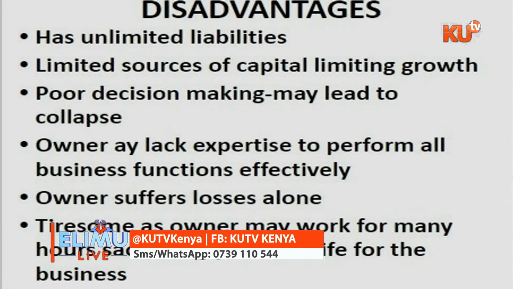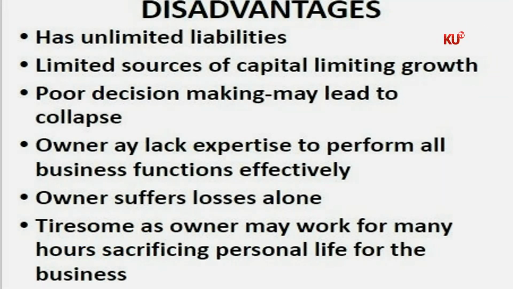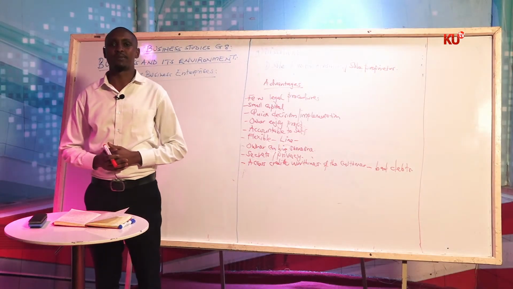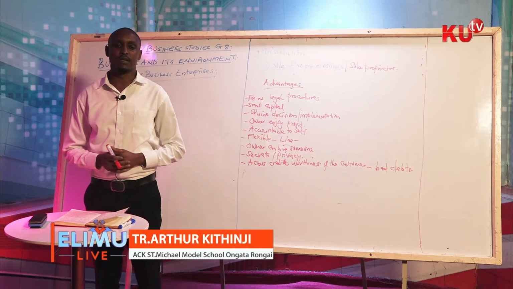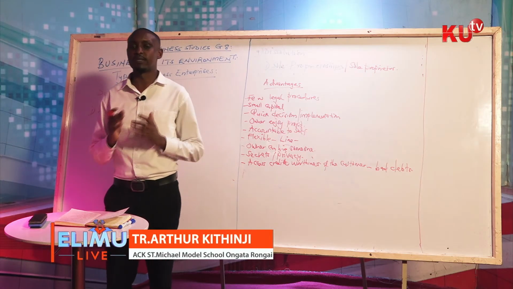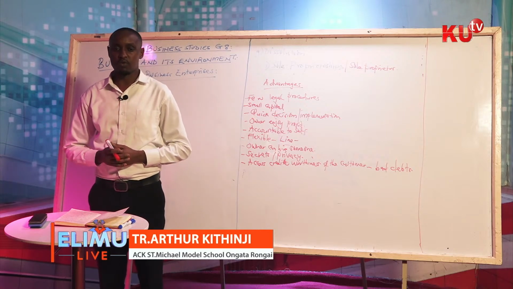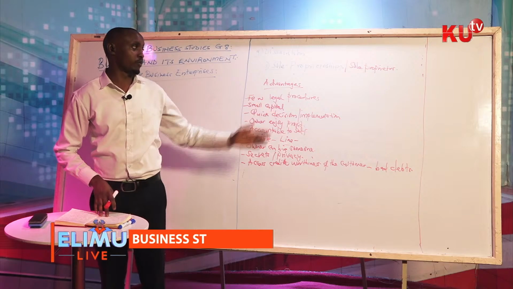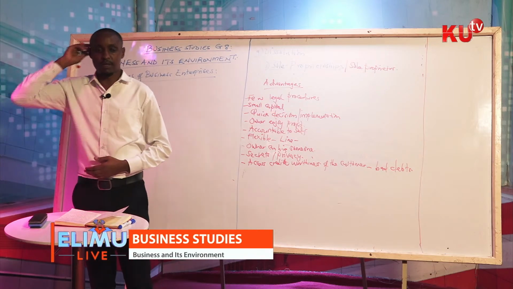Number 4, we have owner may lack expertise. When the owner lacks expertise to perform all business functions, then we say that the business operations could not be doing very well. Let's say, for example, you are in the hotel industry, and you started by doing what you can do at home. You can normally cook. Then you reach a point where you want to start baking, and you're not an expert in baking. Then you find yourself doing something that is not pleasing the customers, and the customers will start running away, which means lack of expertise in sole proprietorships has led to failure of many of them.